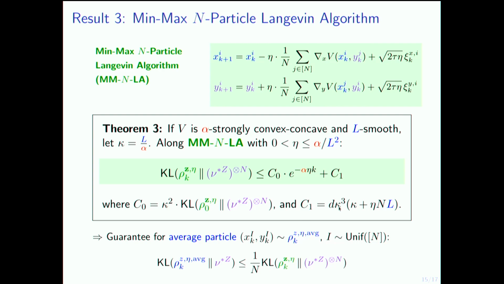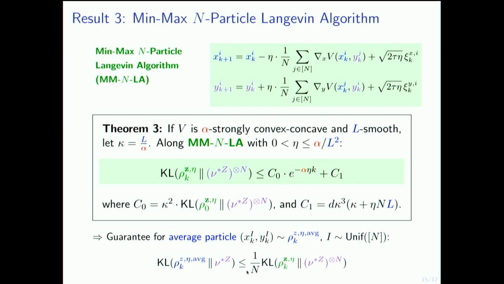And then when we try to output the average particle, that means among these n particles, we pick one particle at random and output that as our result. Then this implies that we get 1 over n times the right-hand side here.